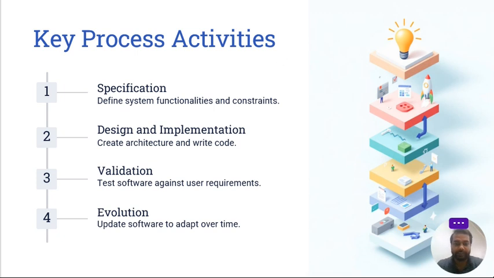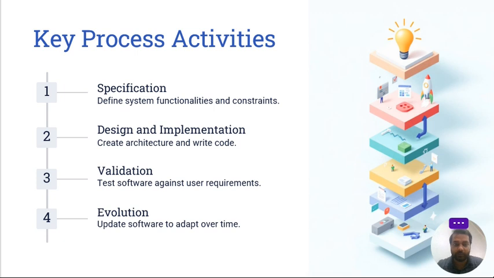Key process activities. There are four key process activities. Number one is specification. This is where the specification of what the system is to do and its constraints are outlined. Number two is design and implementation. Design and implementation focus on creating the architecture of the software and writing the code.